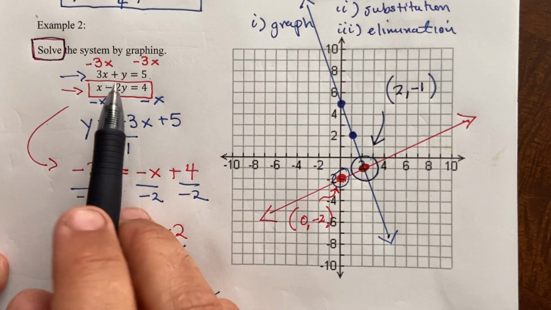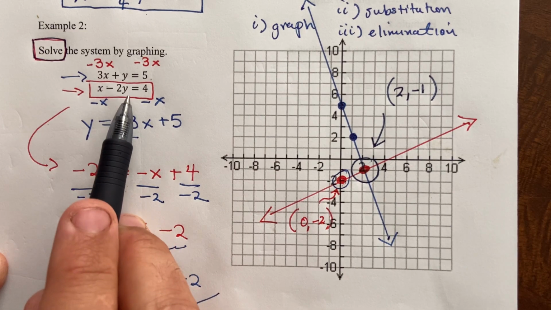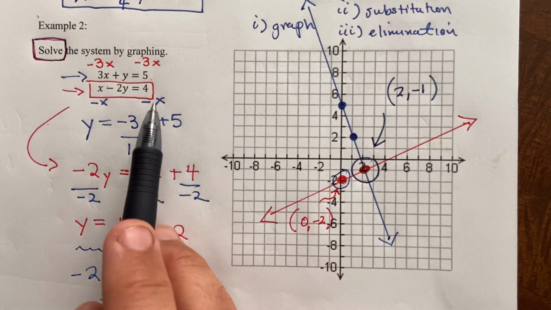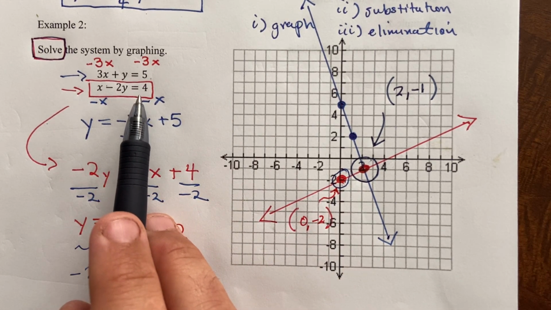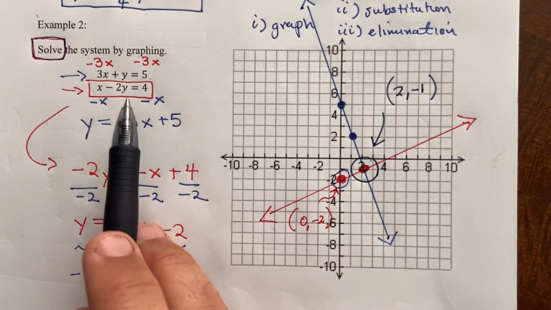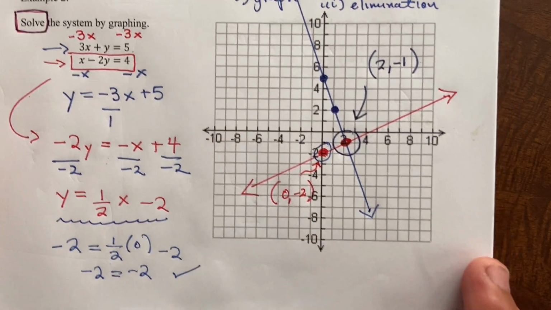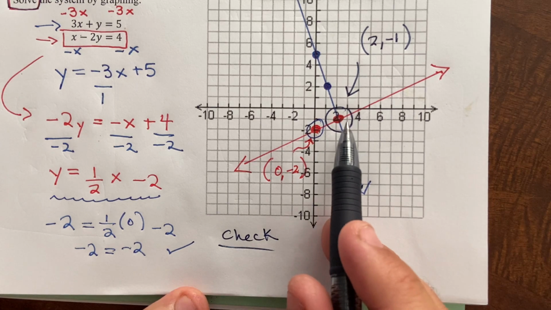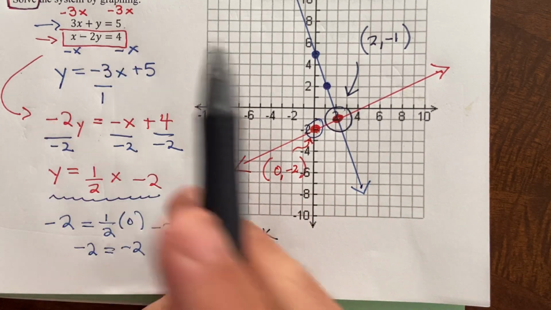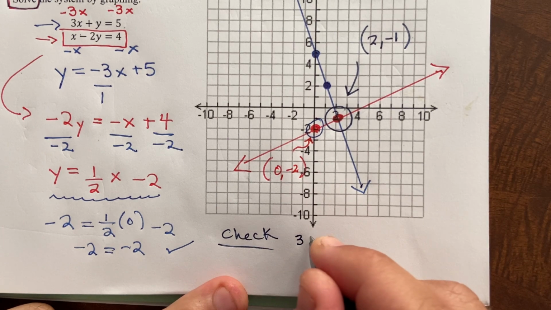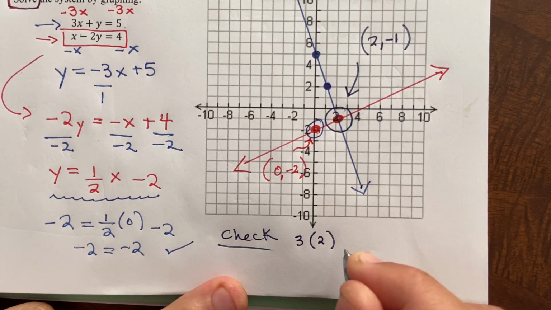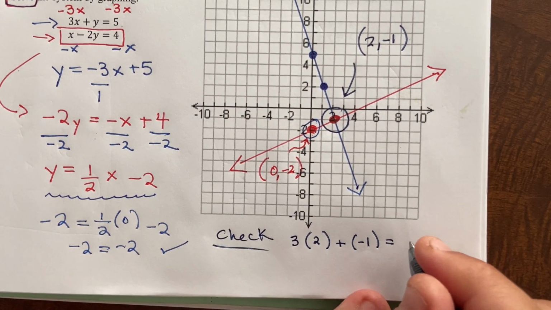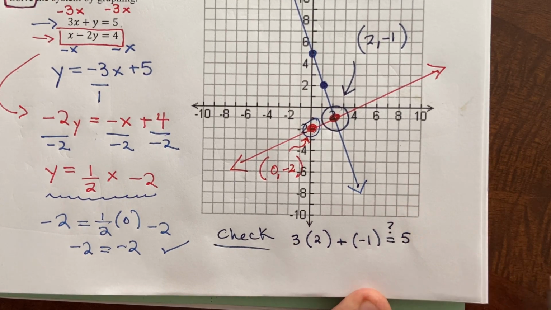So what I'll do is check 2, -1 in both of these equations. If this is indeed the solution, then we'll see true statements for both. And that would be the only point that provides true statements in both. So let's do that check here. With 2, -1, I'm plugging in a 2 for x. So I would have 3 times 2 plus -1, are you equal to 5? So I'll put a question mark.